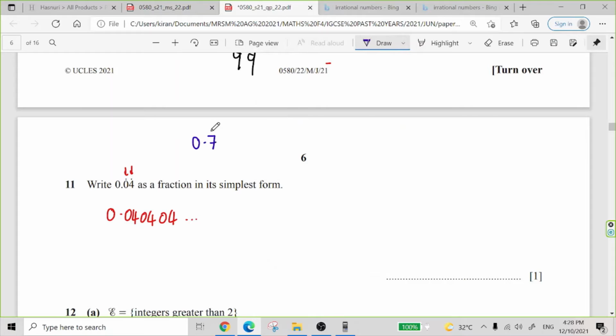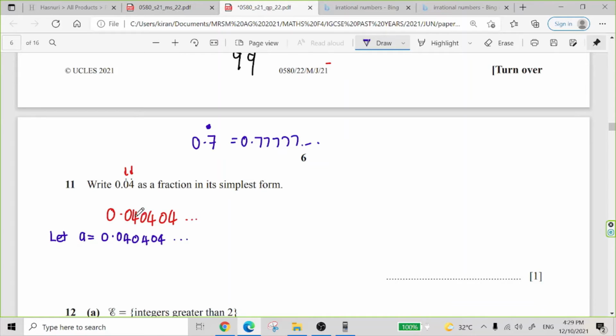If they give 0.7 with a dot on top, this means 0.7777 and so on. It is the same here. So 040404. So for this part, there are two decimal places that are part of the recurring. To convert to a fraction, we have to do it like this. We let a be a variable for this recurring decimal. The three dots mean the number is repeated and does not end.